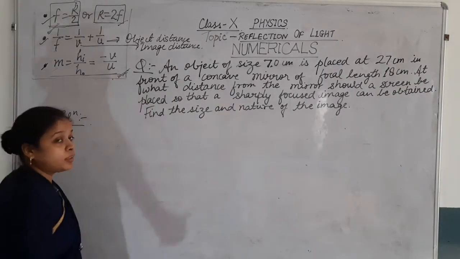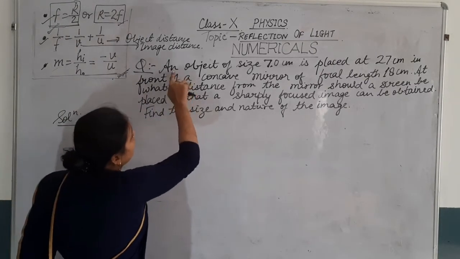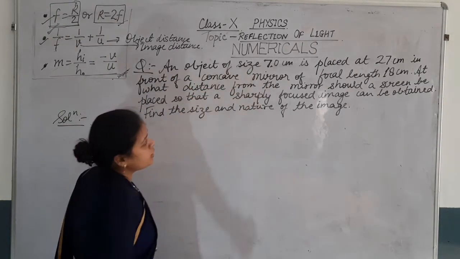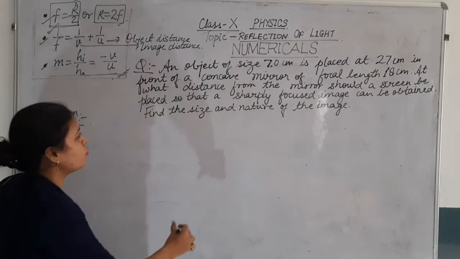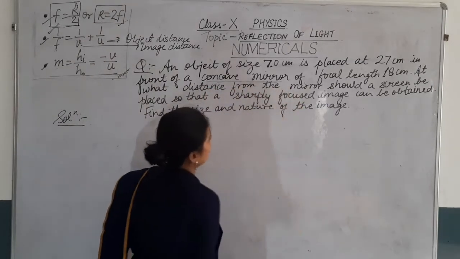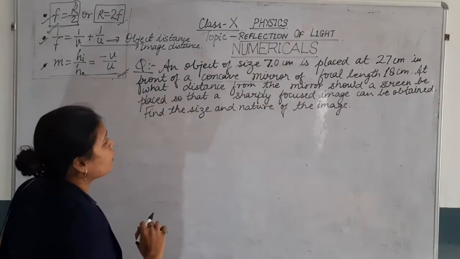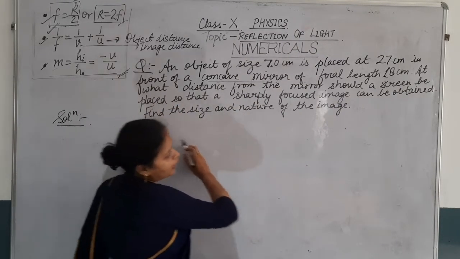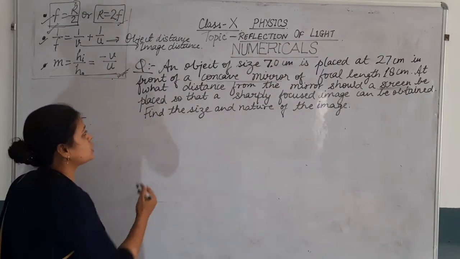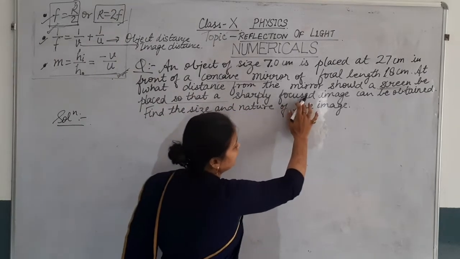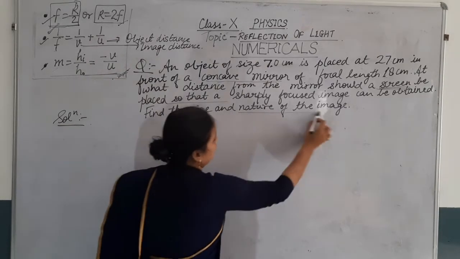So students, here is another numerical problem. It is also from the NCERT book. Read the question first. An object of size 7 cm is placed at 27 cm in front of a concave mirror of focal length 18 cm. At what distance from the mirror should a screen be placed? If they are asking for the position of a screen, they want the image distance. The screen is placed so that a sharply focused image can be obtained. Also, we have to find the size and nature of the image.